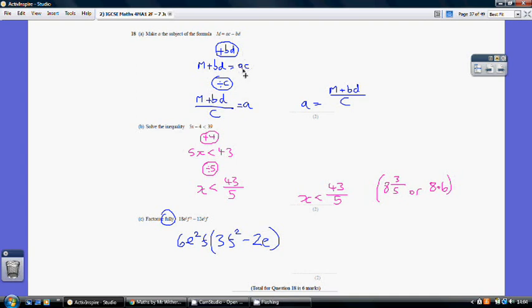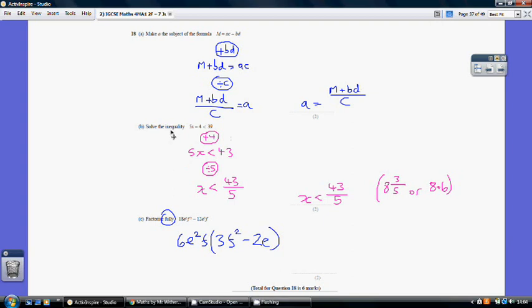All we've now got to do is undo the fact that it's being multiplied by C. So how do we undo a timesing by C? We divide by C. So we're going to divide both sides by C, and to make it really clear that all of this on the left hand side has to be divided by C, it's best just to set it out as a fraction. So we've got M plus BD all over C equaling A. So A equals M plus BD all over C.